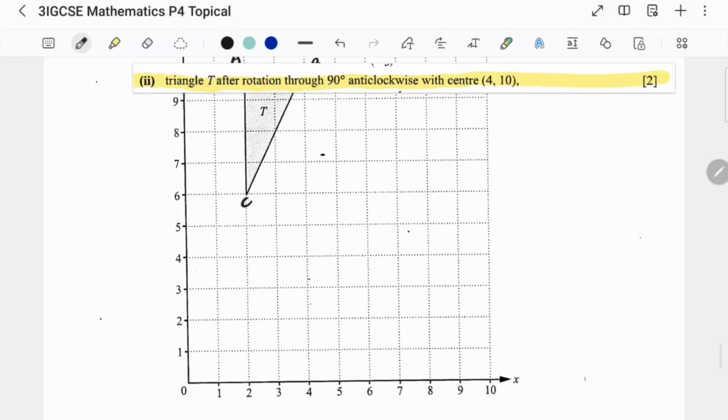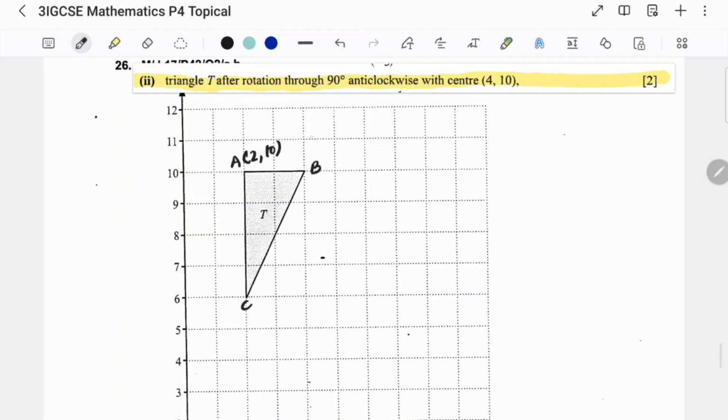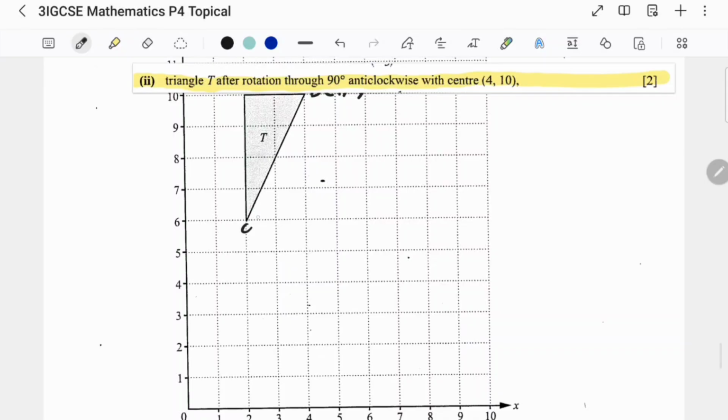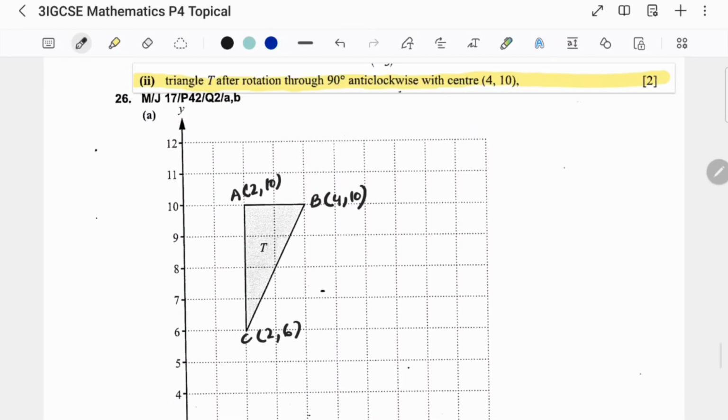Your A is at (2, 10) and your B is at (4, 10) and the C coordinate is (2, 6). Alright, so here you remember that they're talking about anti-clockwise, about the point (4, 10). So anti-clockwise, your rule is (x, y) will become (-y, x). Okay, so we do the same thing. We are just writing down the coordinates, subtract the center, apply the rule and add the center. The final answer will be there without any error if you are careful.